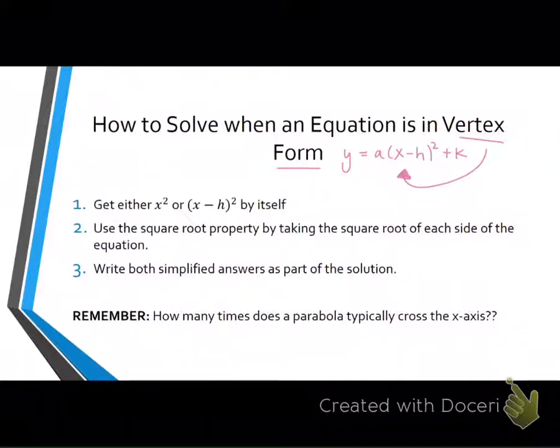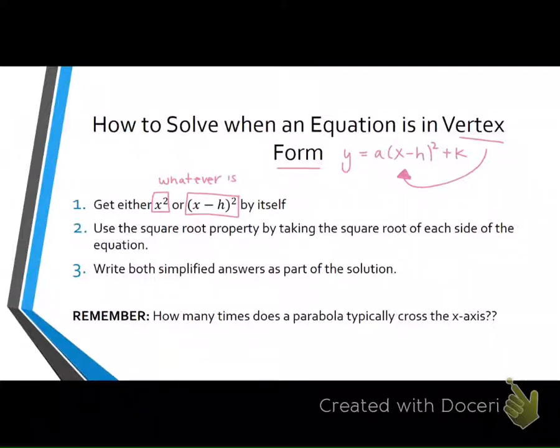So to do this, the first step is to get whatever is squared by itself. Whatever is squared needs to be by itself. It needs to be isolated. It will be an x squared term if there is no middle term, that is, no bx term.